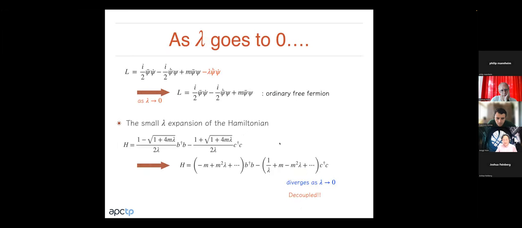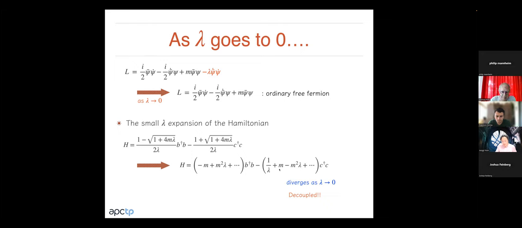And then you can also ask what happens when we take lambda to zero. As lambda goes to zero, this Lagrangian goes back to the ordinary fermion, so it should really reproduce the ordinary fermion. But what happens? From the Hamiltonian, it still looks like two oscillators, but if you expand in small lambda, the b oscillator is finite, but the c oscillator becomes infinity.